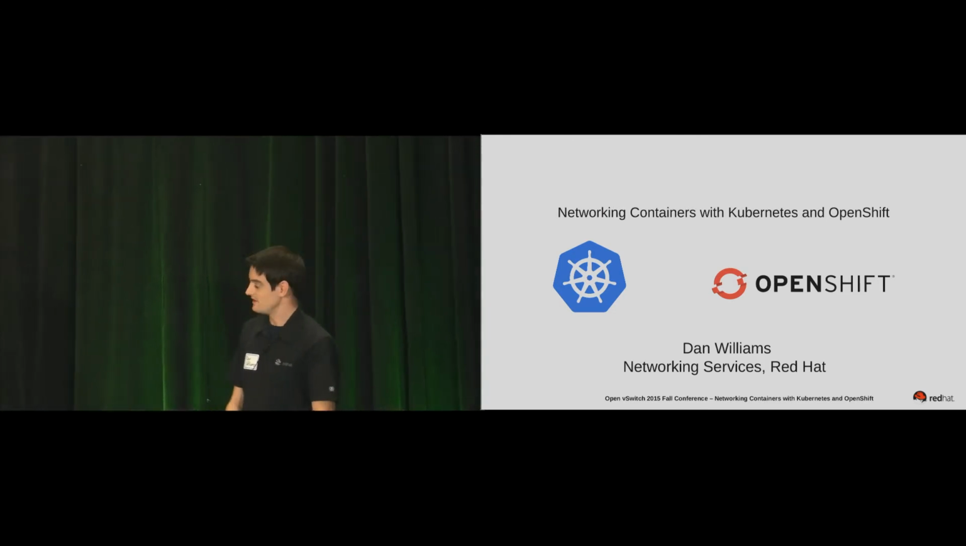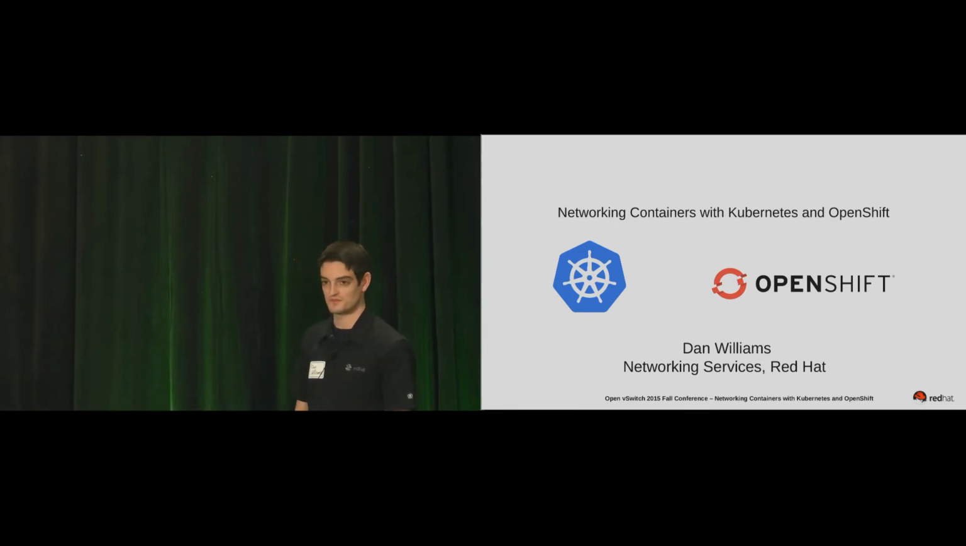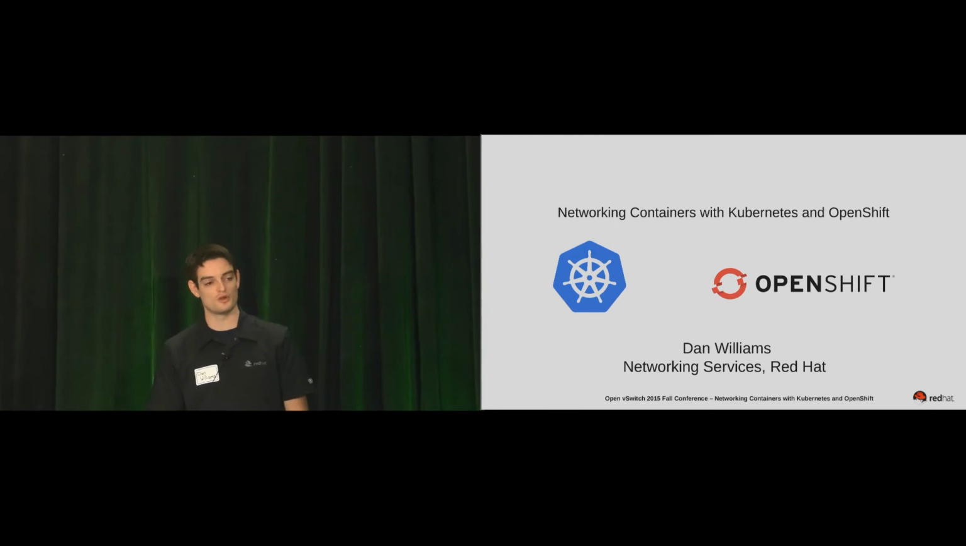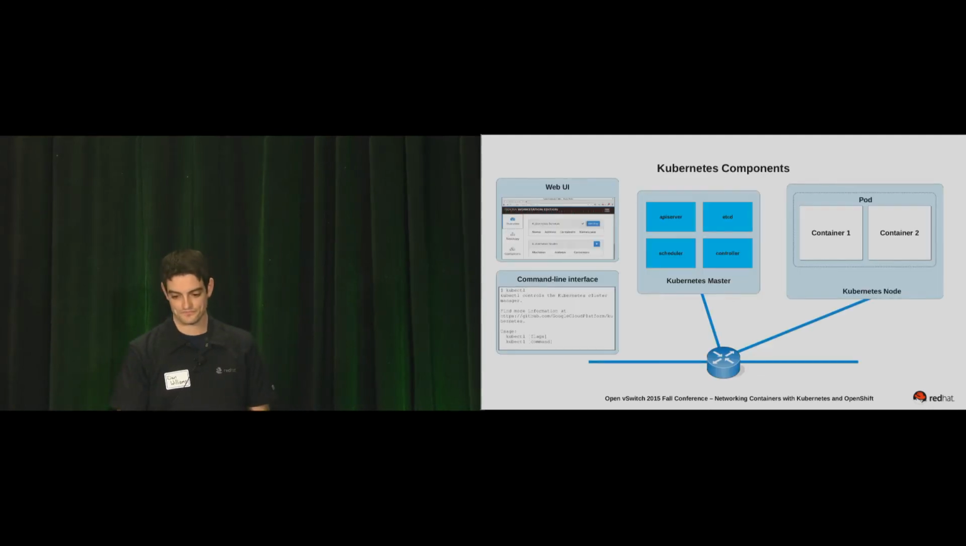All right, sorry about that. I'm Dan Williams, and I'm from the networking services team at Red Hat. After that great introduction to Kubernetes by Guru, I'm going to talk a little bit more about Kubernetes networking and what we're doing with Open vSwitch and the OpenShift platform as a service project.